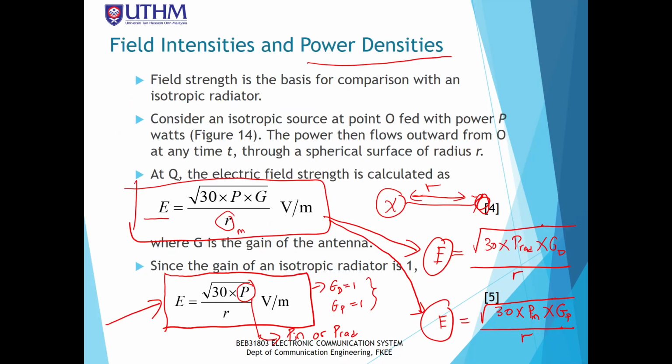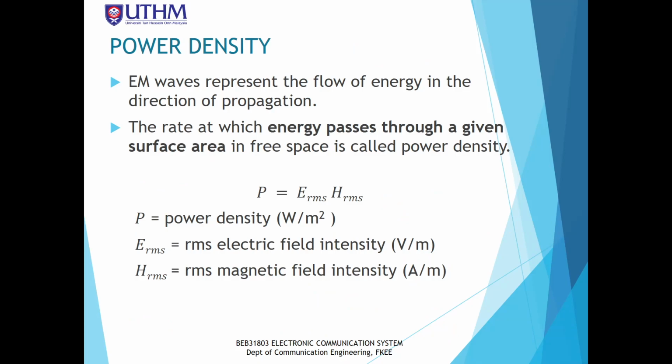So previously we saw about the E field. What about the H field? So now we can see the relation between power, E field, and also the H field. E field is the electric field, H field is the magnetic field. Okay, so power density, ketumpatan power. Power per unit area. Remember, power density is power per unit area.